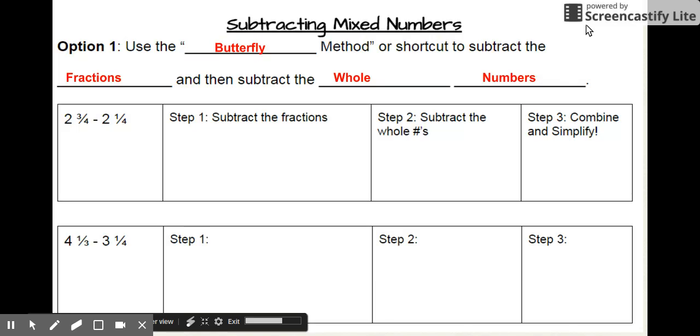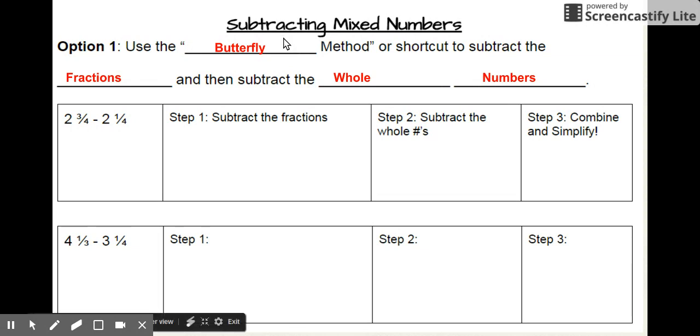These are the notes over subtracting mixed numbers, and this is probably the hardest topic in this entire chapter. So pay attention, copy down these notes, and you also need to watch the Edpuzzle video that's posted with it so that you can get more experience looking at it. But there's a whole bunch of different methods you could use.